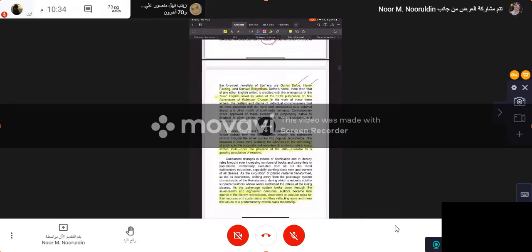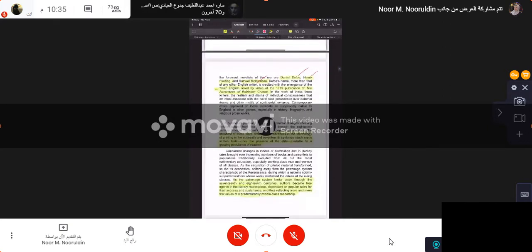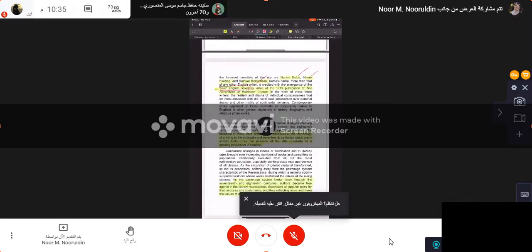Good. Defoe's name, more than that of any other English writer, is credited with the emergence of the true English novel. Now, pay attention. True English novel. Once again, true English novel.